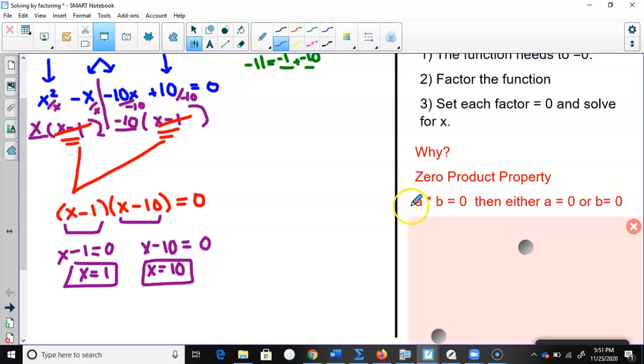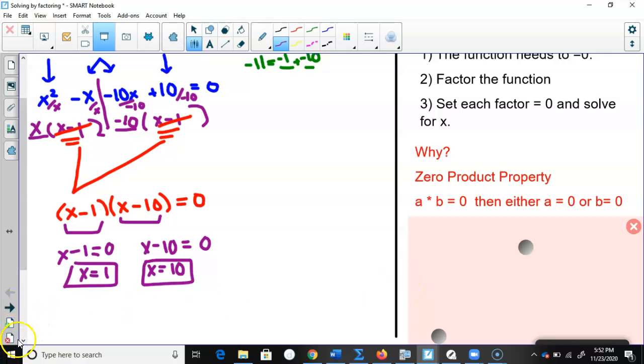If I have two factors, so I have a times b, okay, and it is set equal to 0, I know in order for this to be a true statement, either a has to be equal to 0 or b has to be equal to 0. So in this case, I have one factor here, x minus 1, times another factor here, x minus 10, is equal to 0. Either this factor has to be equal to 0, or this factor has to be equal to 0 in order to make it a true statement.